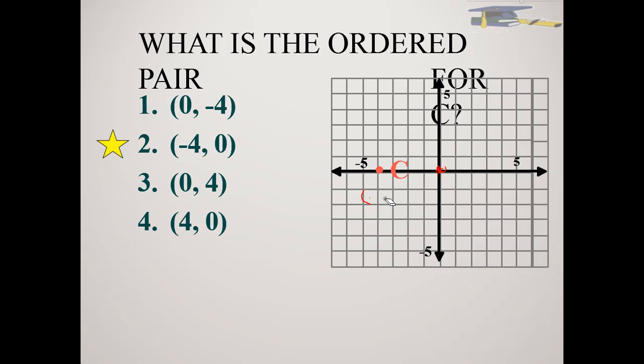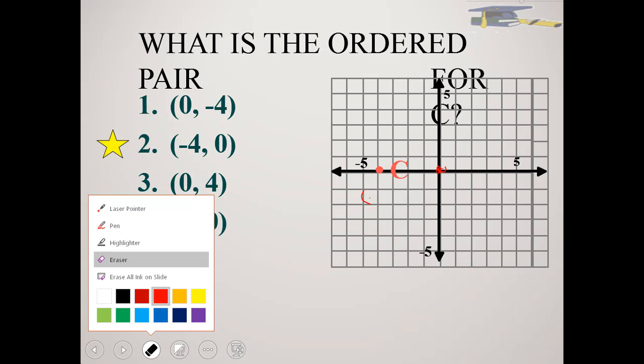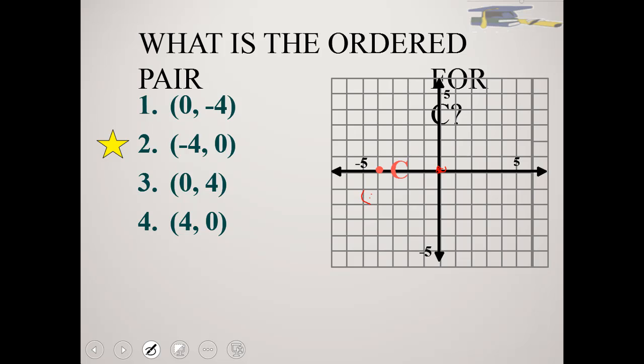How many points do we have from the x-axis here? 1, 2, 3, 4. So it's -4 on the x-axis. -4. What about y? It's on the 0. So it's -4 and 0 on the y-axis. So the answer is -4 and 0.